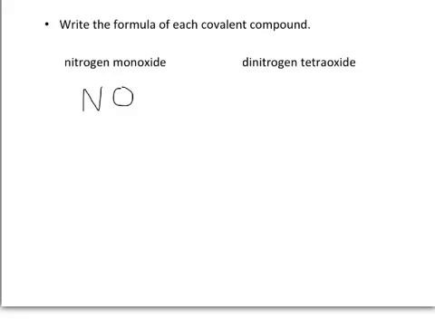All right, the second example also involves nitrogen and oxygen. In this case, it's dinitrogen, so that means there's 2 of them, so it's N2. Tetra is the prefix for 4. So it's O4.